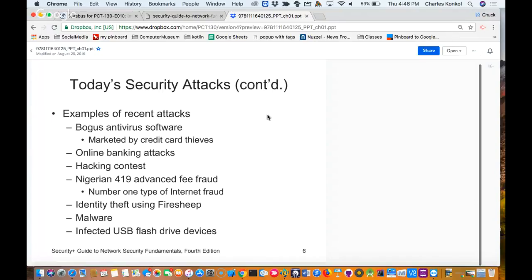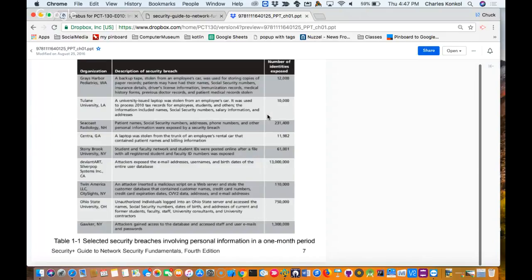Now, examples of recent attacks, as far as bogus antivirus software, marketing credit card thieves, online banking attacks, hacking contest, Nigerian 419, advanced fee fraud, identity theft using Firesheep, malware, infected USB thumb drives. And then this screen goes over some of the breaches and what the organization's name, the type, and the number of identities exposed.